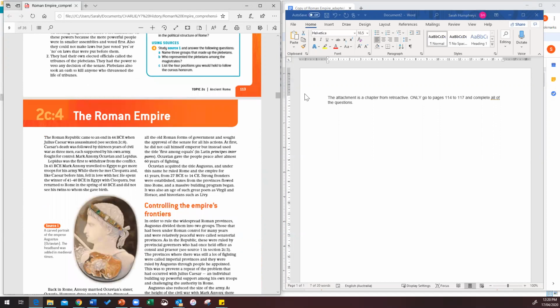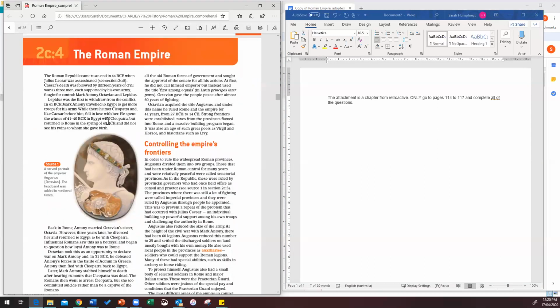And so one of the things that we could do here to minimize that barrier of finding the right spot in the chapter is to edit the PDF. You can print it as a PDF and just print pages 114 to 117. So then you're only giving the students the pages that they need to look at.